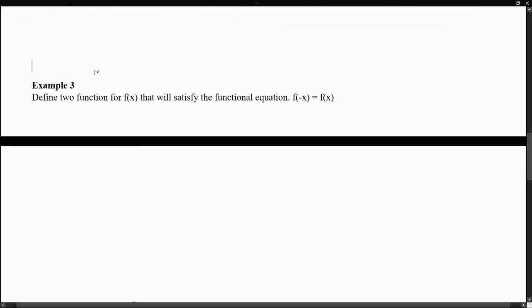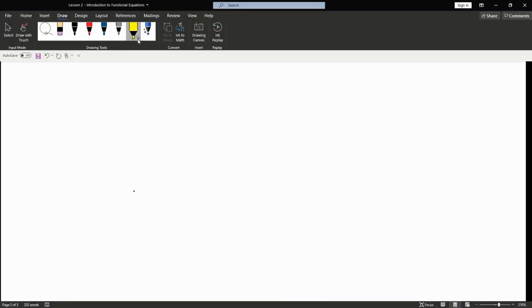So let's just do the last example for today. It states, let's define 2 functions for f of x that will satisfy the functional equation f of negative x equals f of x. So this is my functional equation. So we want to come up with a function that will make this a true statement. Well, one thing that you might notice is that this is the notation that we use when we refer to even functions. So any even function will satisfy this.